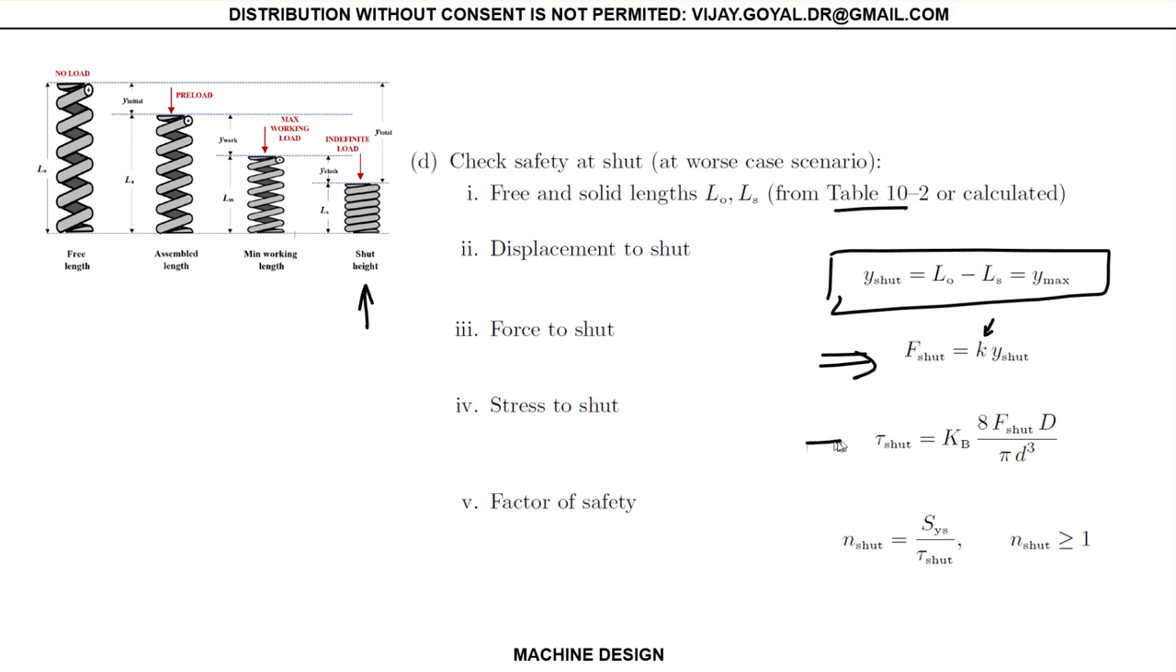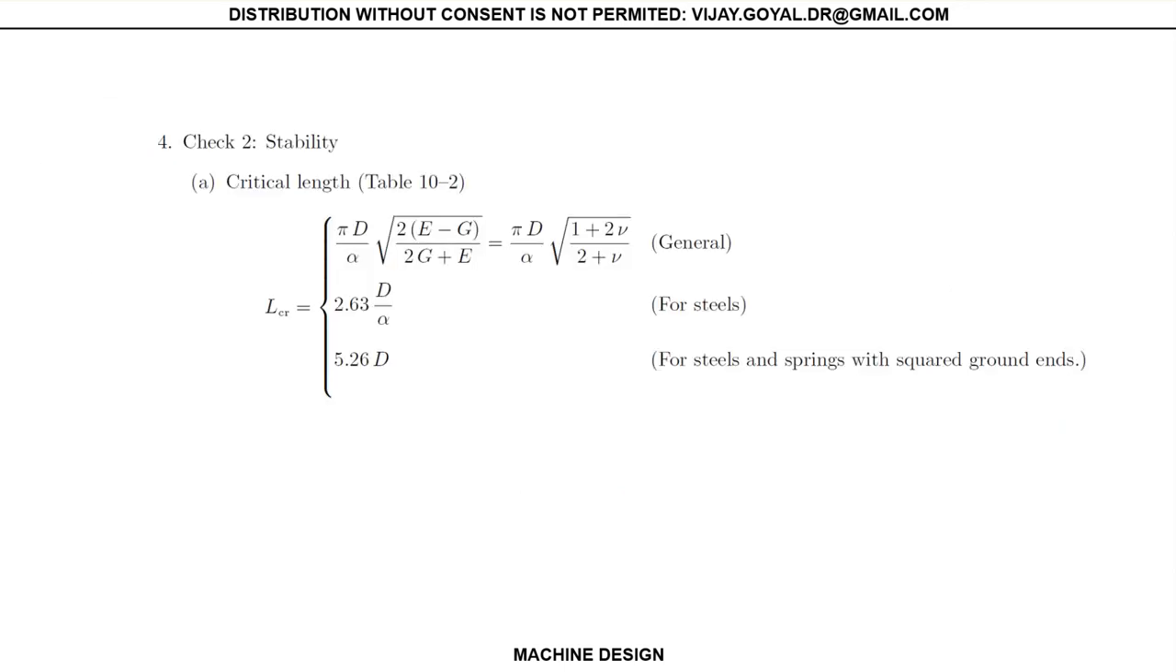You have to find your stress from the F shut that you just found here, and make sure the factor of safety is greater than or equal to 1. Remember, your loads are already multiplied by 1.2. That's important. So note that my check number one was strength. We already did the strength check.